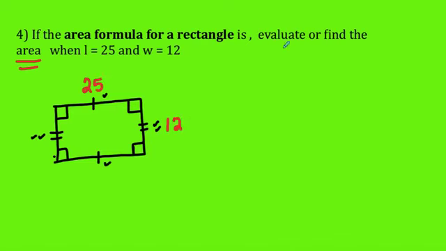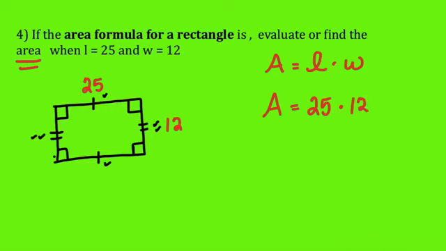It says evaluate or find the area when the length is 25 and the width is 12. Well, a couple things. We need to review the area formula for a rectangle. So area is length times width. A couple things you should know though. The length is always the longer side in a rectangle, okay? All right, so if we want to evaluate, we have to first write our formula. So we have to recall the formula, and then we substitute our values into the formula.